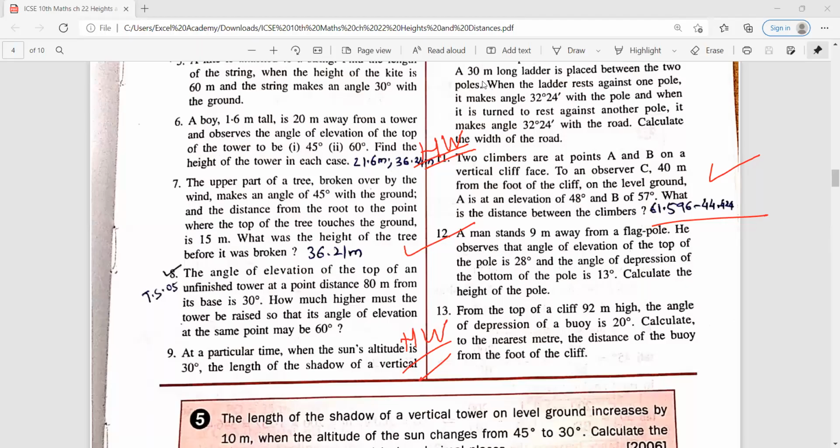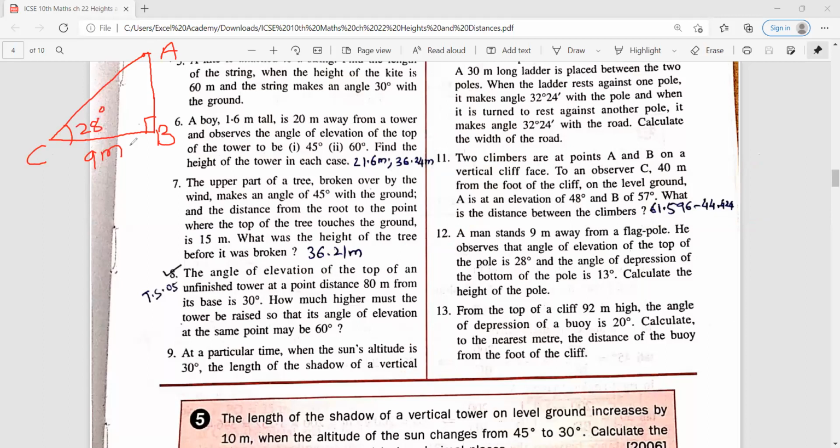Okay, let's do question number 12 now. A man stands 9 meters away from a flagpole. So let's say this is the flagpole and he stands 9 meters away from the flagpole. Let us call the flagpole AB and this point C. He observes that the angle of elevation of the top of the pole is 28 degrees. So angle ACB is 28 degrees. And the angle of depression of the bottom of the pole is 13 degrees.